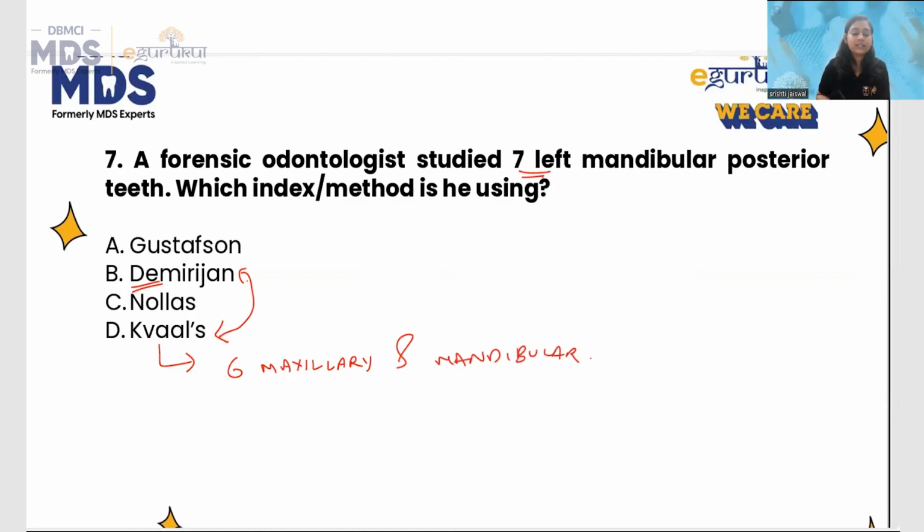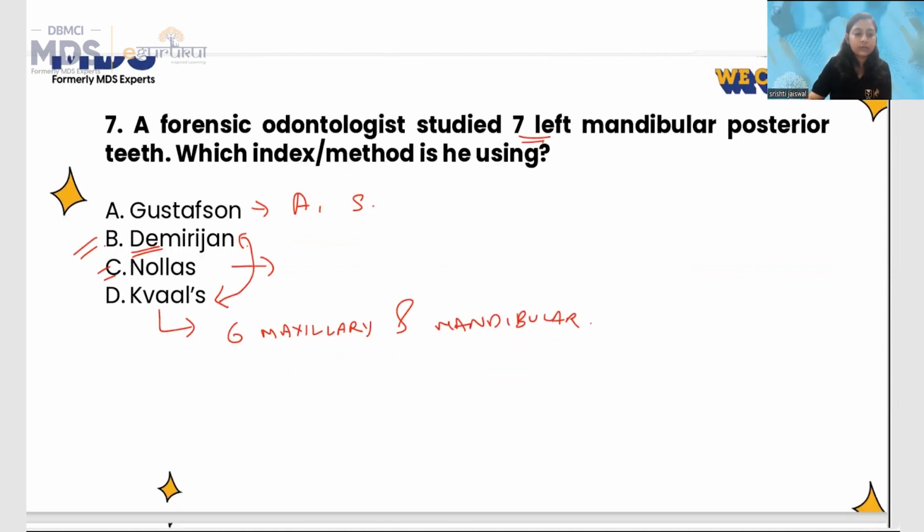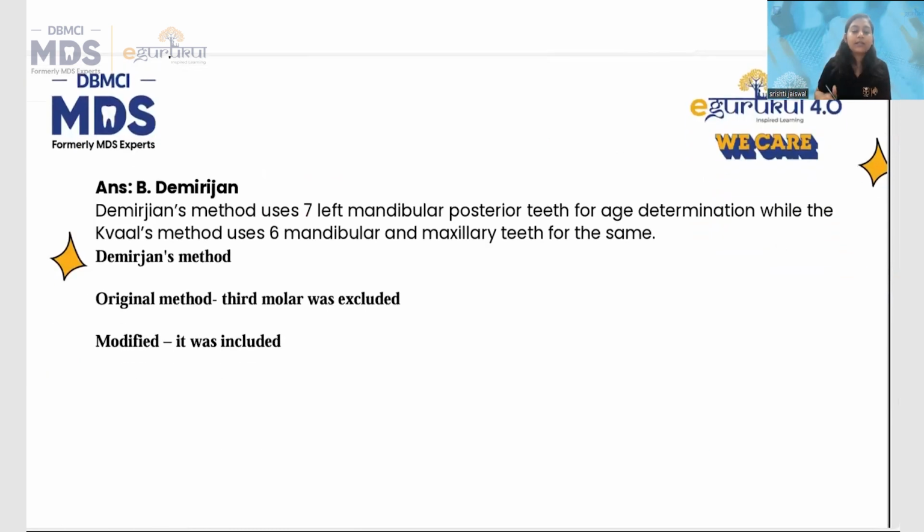So here the answer is Demirjian's method. Why not Gustafson's? Because Gustafson's age estimation is slightly different. He used the different alterations of the tooth like attrition, secondary dentine deposition. We will have a look at that. Nolla's method is also a radiographic method of age estimation. We will see the chart and you will be very clear on that. Okay. So Demirjian's method uses 7 mandibular posterior teeth for age estimation, while Kowal's method uses 6 mandibular and maxillary teeth for the same.